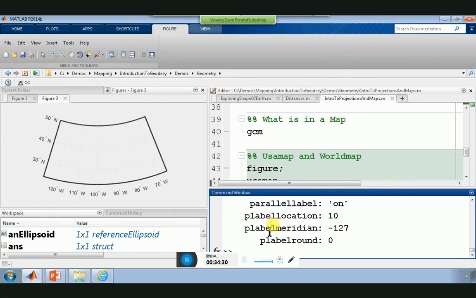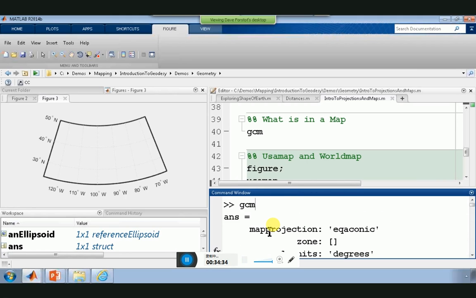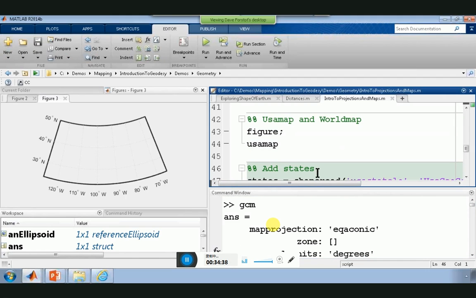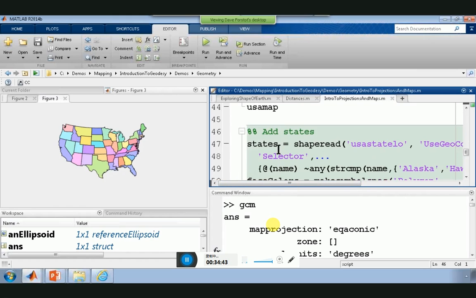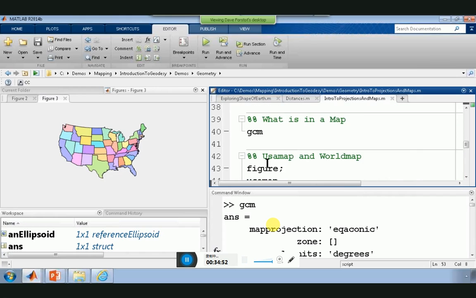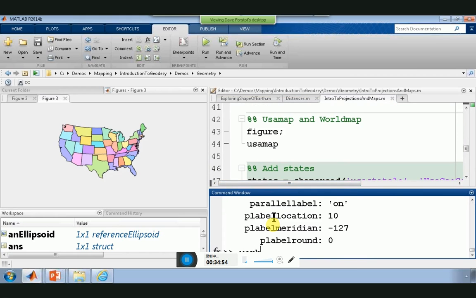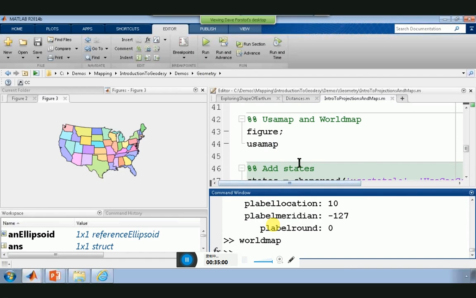In this one, it was an equiconic projection. Now, if we wanted to add the states on here just to see what that looks like, it's a little bit more information. So the thing that's helping here is geoshow. It's a way to display data onto that map axis. The USA map, there's a similar functionality for the world map, if I want to make an axis that's appropriate for a specific part of the planet.